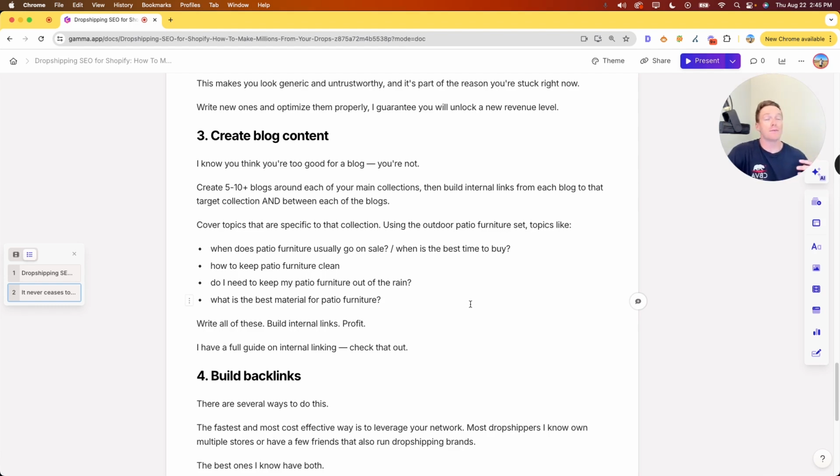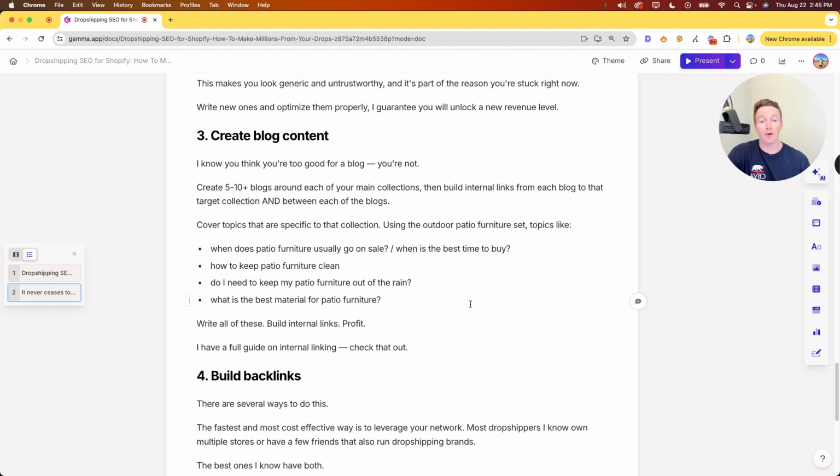So same example, right? When does patio furniture usually go on sale? When's the best time to buy it? How to keep it clean? Do I need to keep it out of the rain? These questions are very common. People ask them all the time. Hundreds of people ask them all the time, which means potentially hundreds of people you are going to be reaching as customers if you rank number one for this, okay?